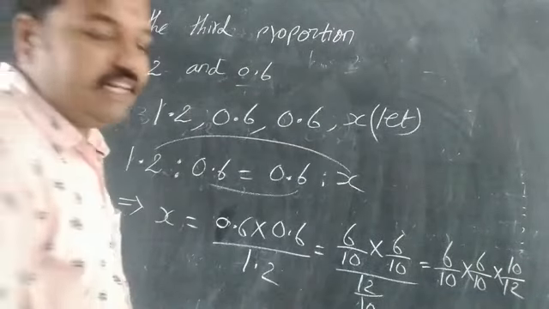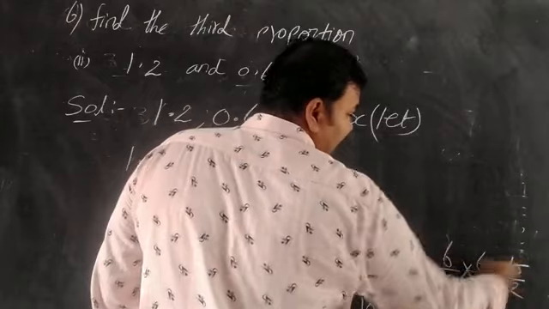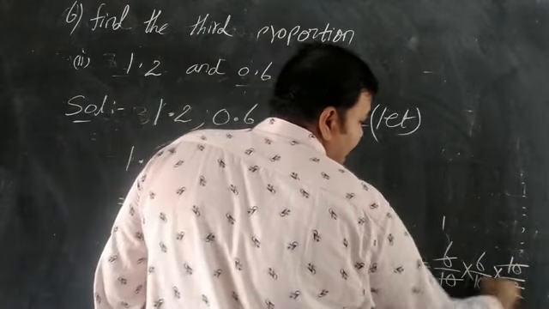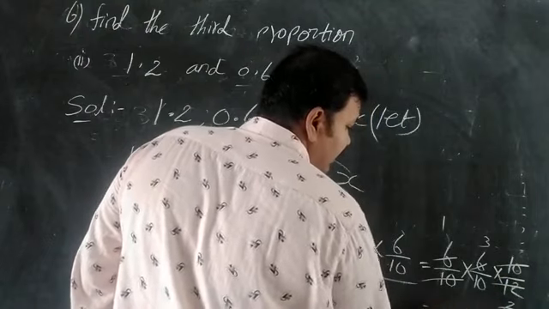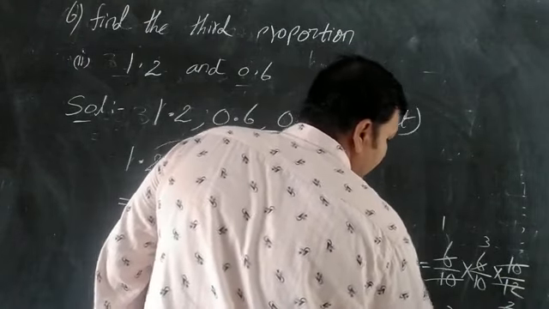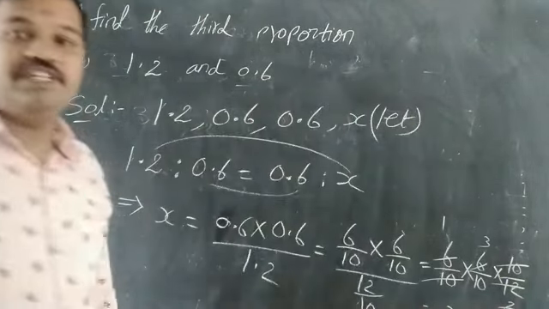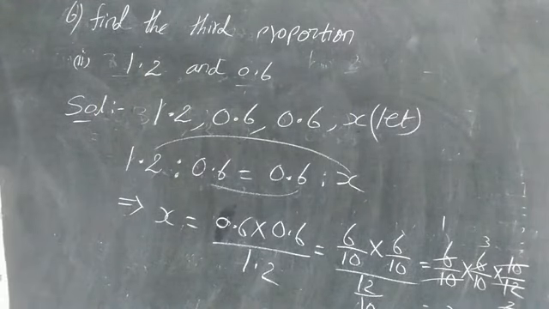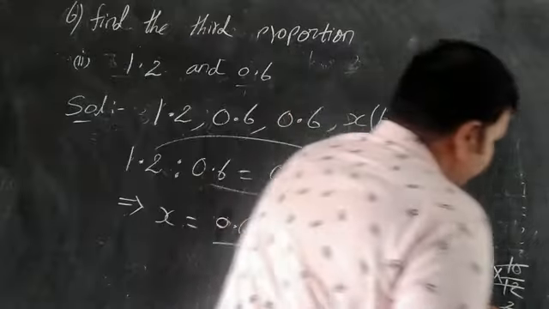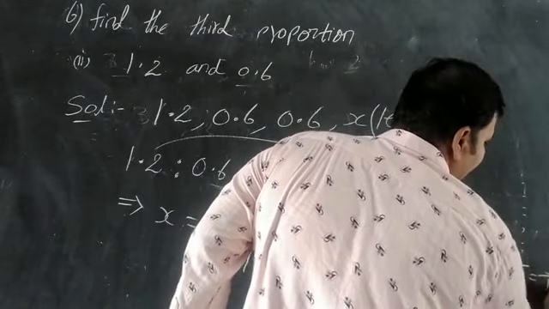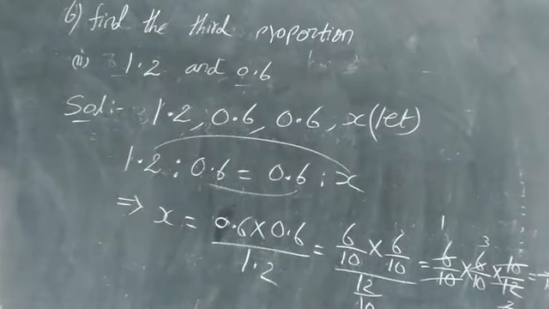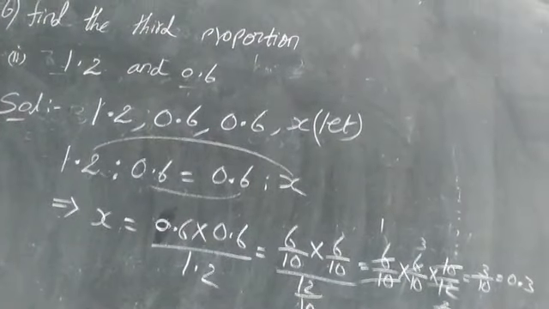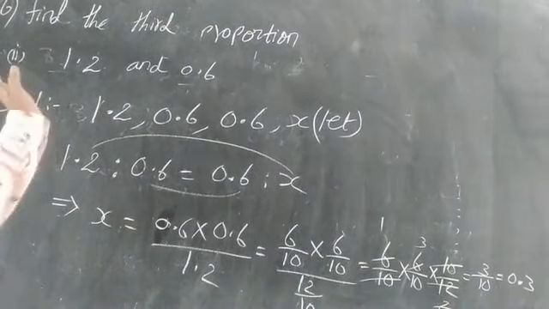Taking 10 by 12 as reciprocal, the 10s cancel. 6 table 1 time, 2 times, 2 table 1 time, 3 times. This is 3 by 10, which is equal to 0.3. This is the answer for this sum.